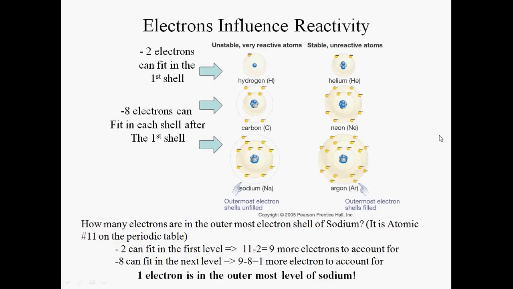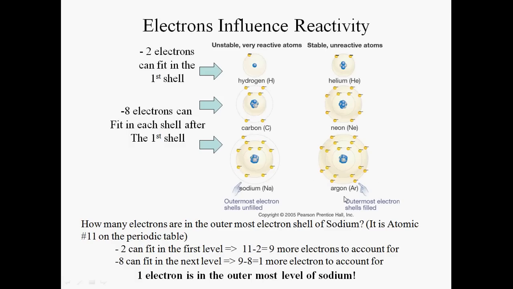Sodium is atomic number 11 on the periodic table. So that means that it has 11 protons and 11 electrons. We know that 2 can fit in the first level, so if we take the total number of electrons, 11, and subtract the 2 that will go in the first orbital, we'll find that we need 9 more electrons to account for. We know that 8 can fit in the next level, so 9 minus 8 equals 1 electron, which means that sodium has 1 electron in its outermost level, and that is depicted in this picture right here.